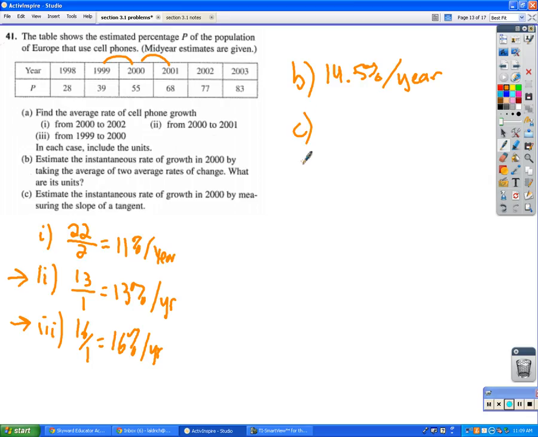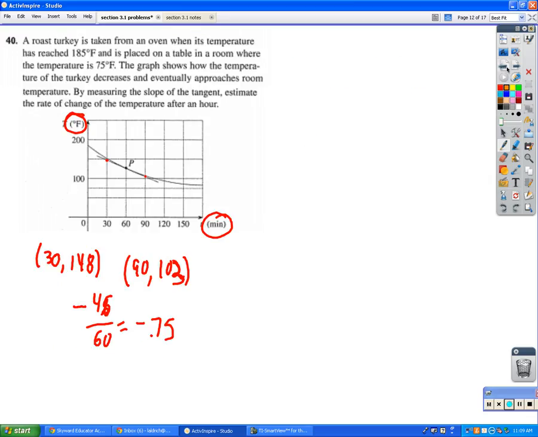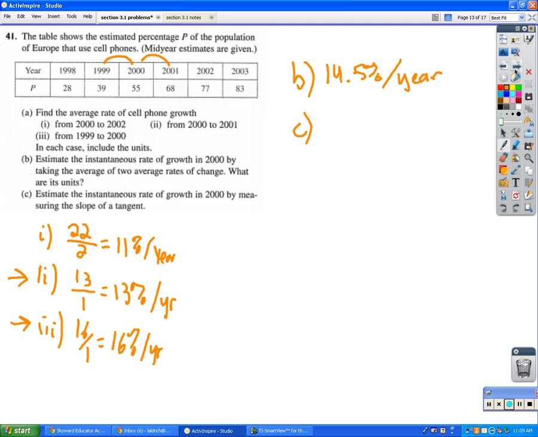And then for C, it says estimate the instantaneous rate of growth in 2000 by measuring the slope of a tangent. So they want you to plot the points, draw in a smooth curve, draw in a tangent line, and then do like we did on this problem here: pick two points on the tangent line and use them to figure it out. It's terribly unreliable, so why in the world do we ever want to do that?